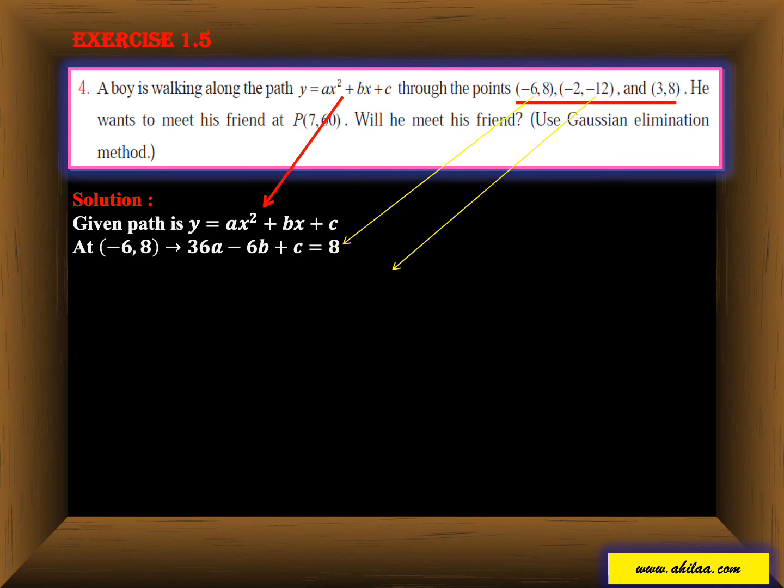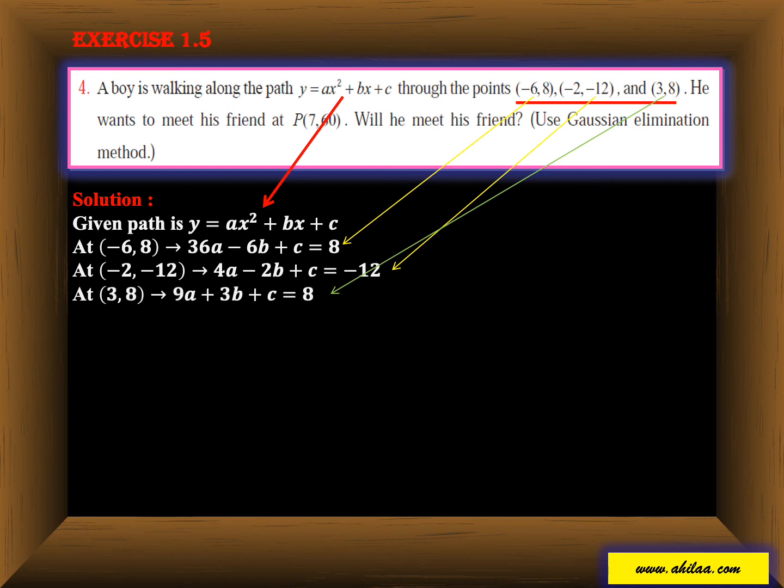Similarly, at the point (-2, -12), substitute x equal to -2 and y equal to -12. The equation is 4a minus 2b plus c equal to -12. From the point (3, 8), put x equal to 3, y equal to 8 in the equation. So we are getting 9a plus 3b plus c equal to 8.